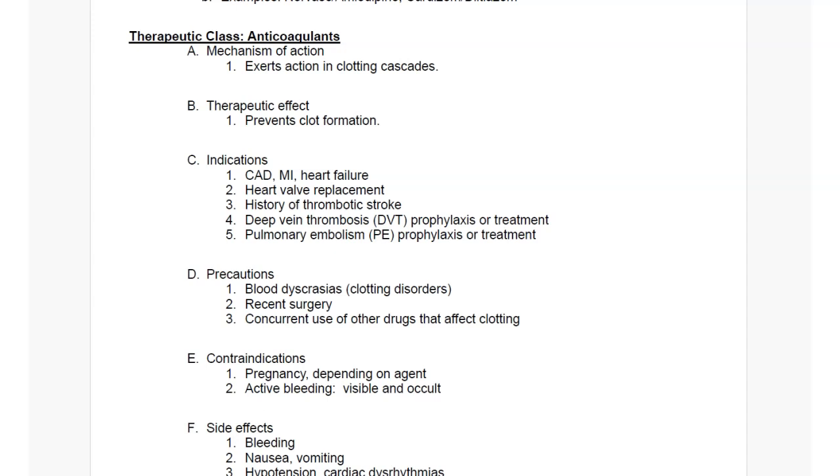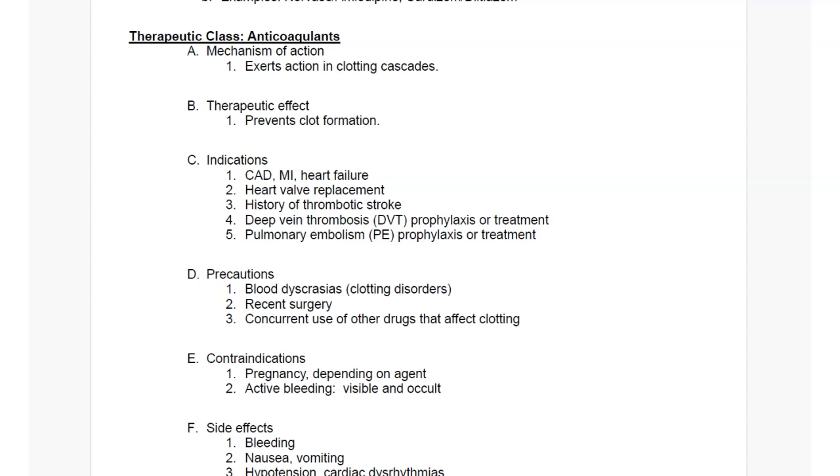All right, let's talk about this therapeutic class, anticoagulants. So what are anticoagulants? Their mechanism of action, how they work, is by exerting action in the clotting cascade. So it disrupts a step in the clotting cascade. And so the therapeutic effect is that it prevents clots from forming.